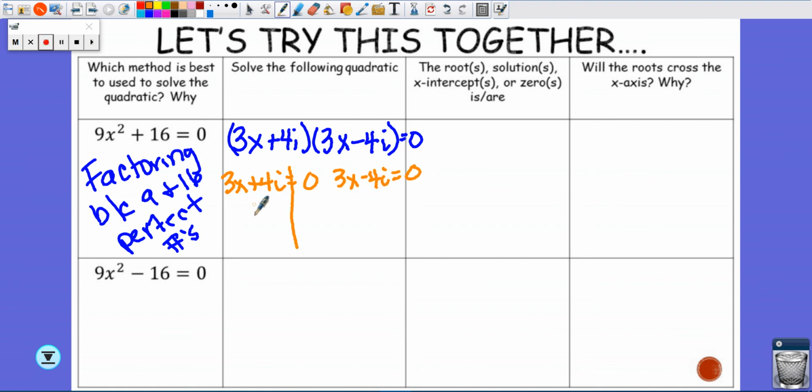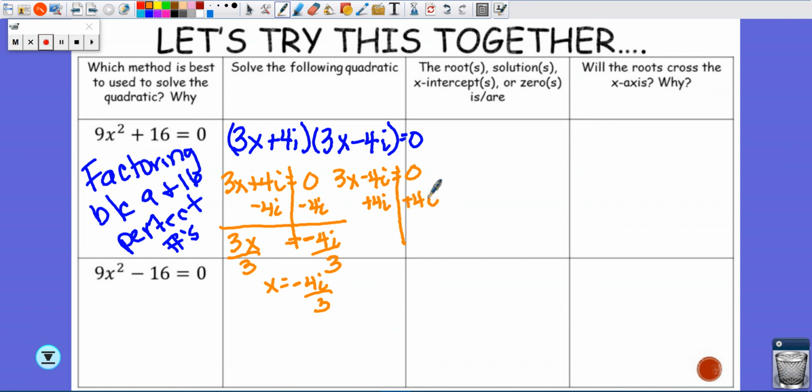I'm going to drop the line, minus 4i from both sides, because I want to solve for x, and I'm doing the additive inverse. And then negative 4i. And then here, I need to divide by 3. So x equals negative 4i divided by 3 in that case. Now here, I'm going to drop the line again. Plus 4i, and we get 3x equals 4i. Divide by 3, divide by 3. x equals 4i divided by 3.